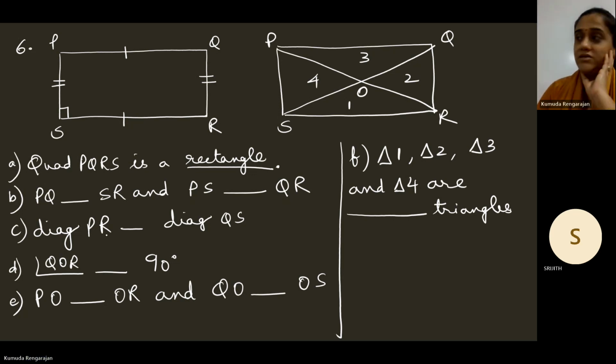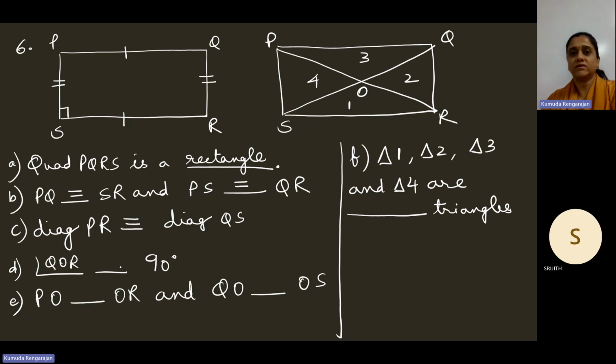Okay, let's see the answers. PQ and SR. What's the property? Opposites? Parallel and equal. Correct. So PQ is equal to SR, or you can write PQ parallel also. Opposite sides are parallel, opposite sides are equal. Similarly, PS is equal to QR. Then diagonal PR is equal to diagonal QS because diagonals are equal.